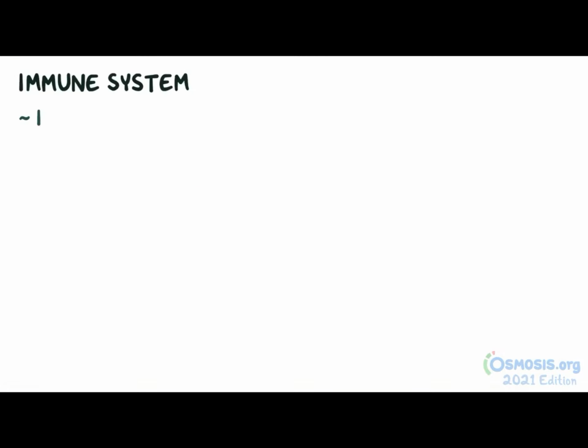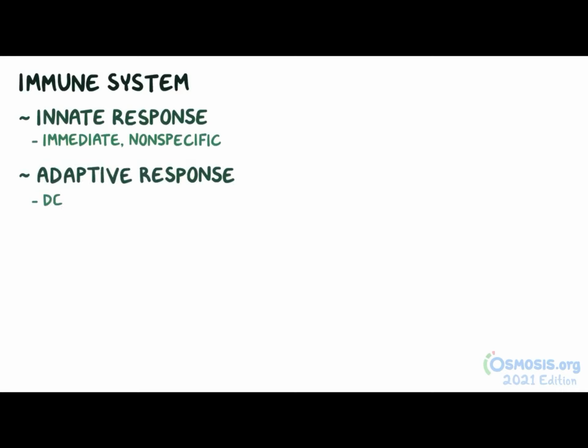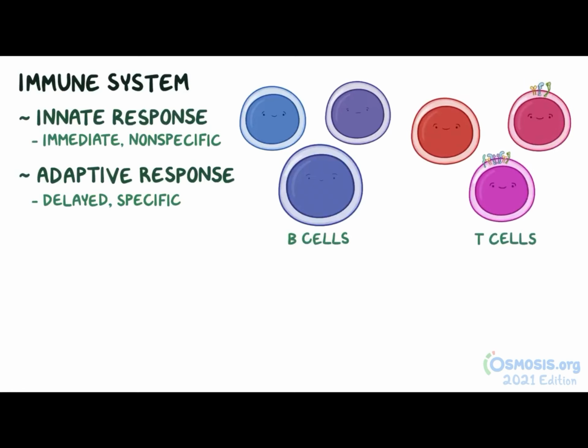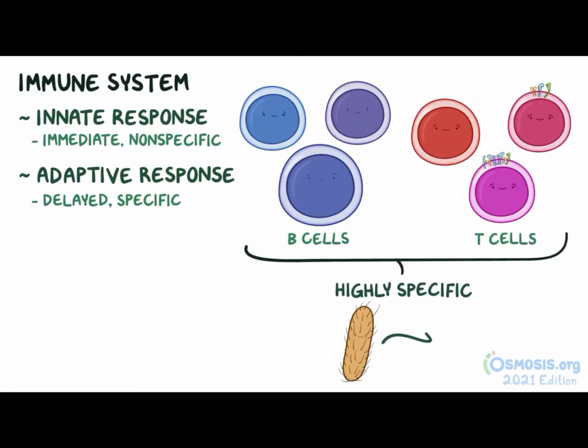Your immune system has an innate immune response, which is immediate and nonspecific, as well as an adaptive immune response, which is delayed and specific. The adaptive immune response is carried out by lots of unique B cells and T cells, which are highly specific for pathogens based on their unique parts, called antigens.